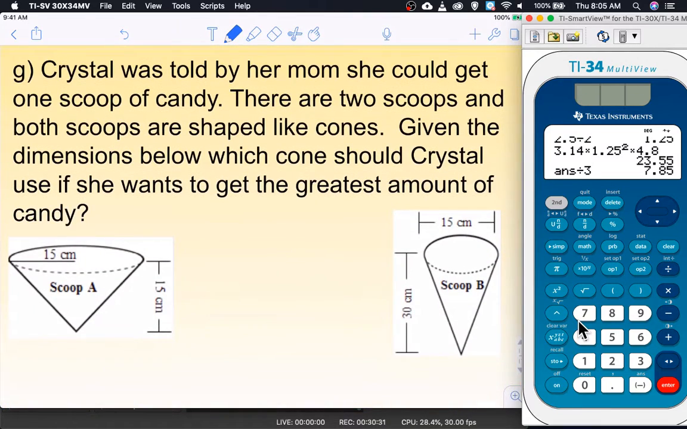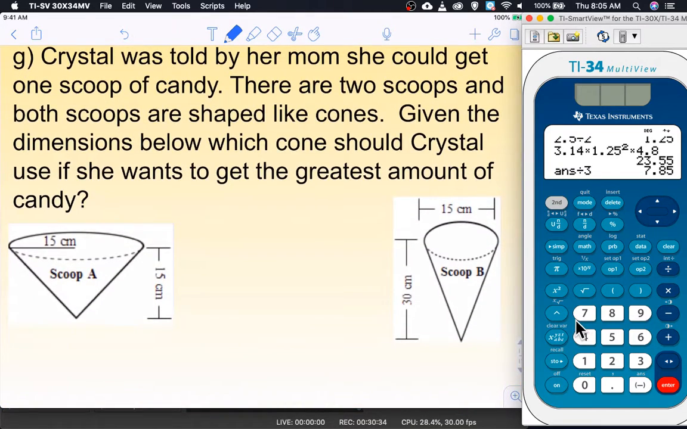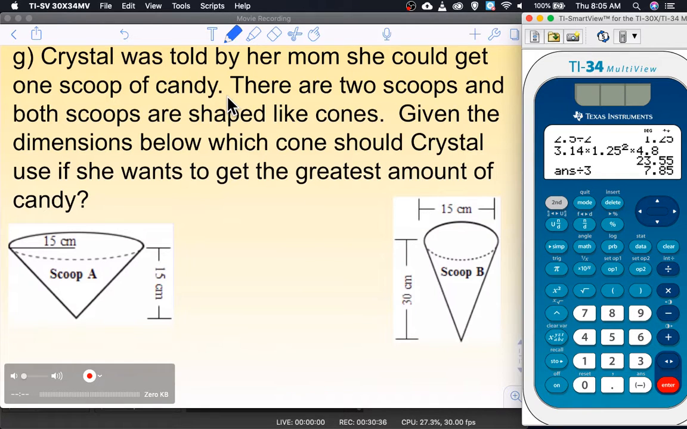Letter G. Crystal was told by her mom she could get 1 scoop of candy. There are 2 scoops, and both scoops are shaped like cones. Given the dimensions below, which cone should Crystal use if she wants to get the greatest amount of candy? Scoop A looks like it's 15 tall and would be a total of 30 wide. Scoop B is 30 tall and 15 wide.